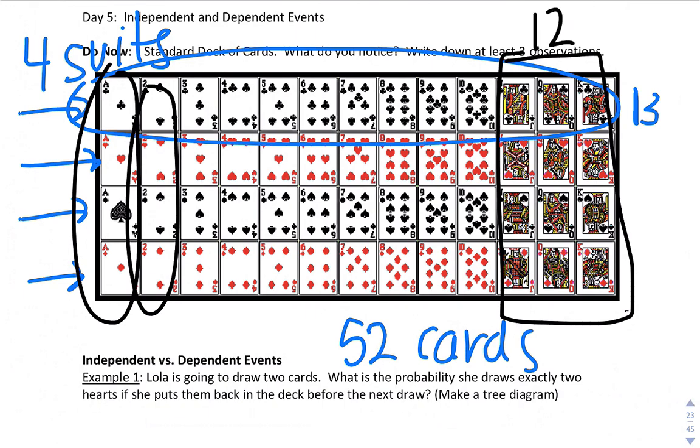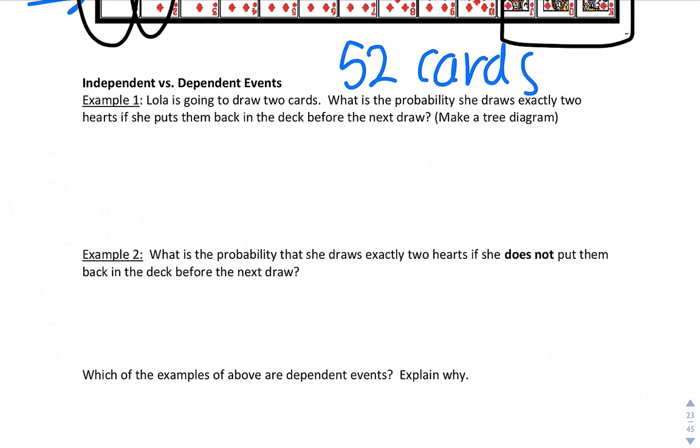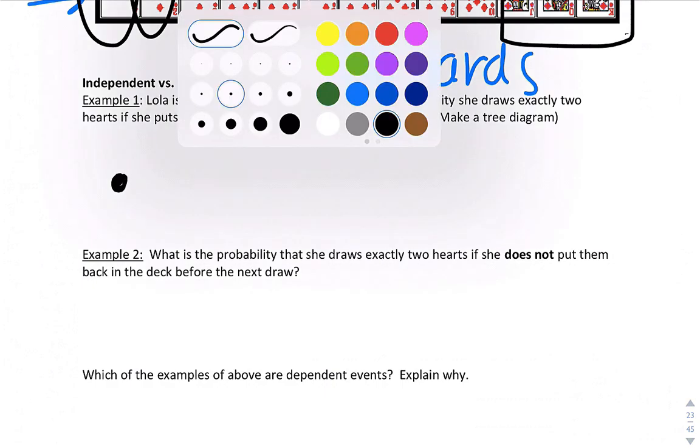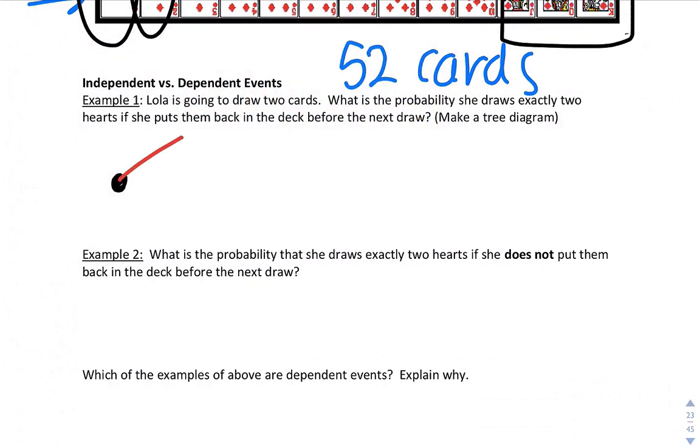So let's take a look at using cards for different situations, which we'll call independent or dependent events. So for example, Lola is going to draw two cards. What's the probability she draws exactly two hearts if she puts them back in the deck before the next draw? Make a tree diagram. All right, so this will be our first draw right here. Two things can happen. She can get a heart. We'll say a heart is red, and she could get not a heart, which is black.